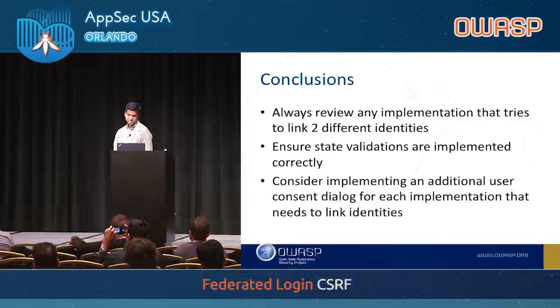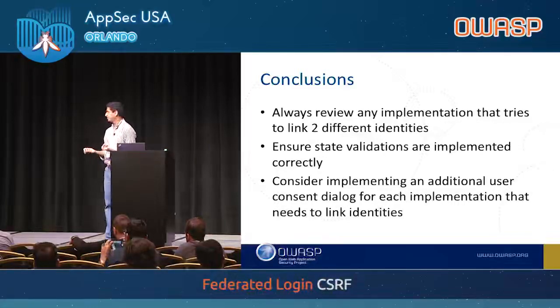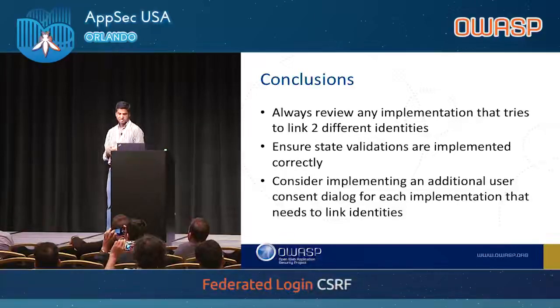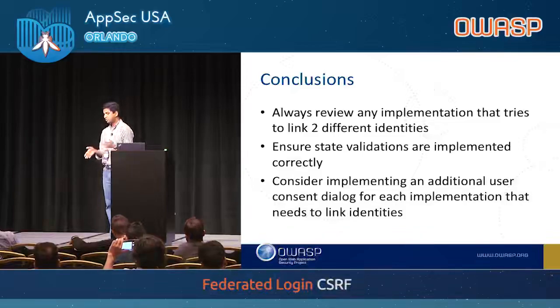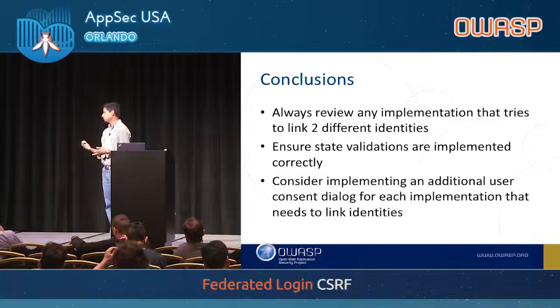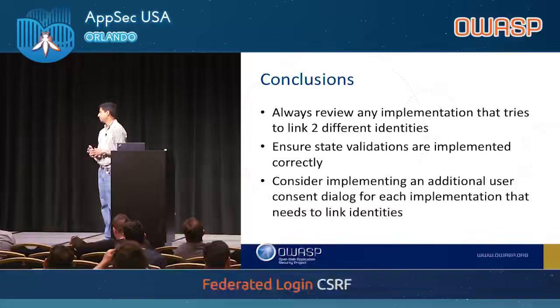Coming to the conclusions, whenever you're linking two identities, be very careful. Always review that scenario. Ensure that state validations are implemented correctly. This is to prevent the known CSRF attacks, not the new one. And consider implementing a second consent dialog for this linking scenario, even though it's not a great user experience, but it helps with security.